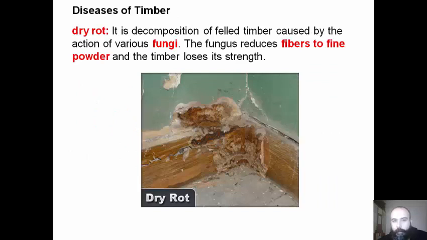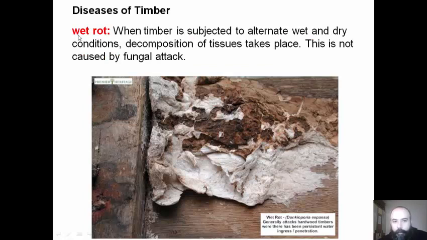Disease of timber includes dry rot. It is the decomposition of felled timber caused by the action of various fungi. The fungus reduces fibers to fine powder and the timber loses its strength. Or we can have wet rot. When timber is subjected to alternate wet and dry conditions, the decomposition of tissues takes place. This is not caused by fungal attack.